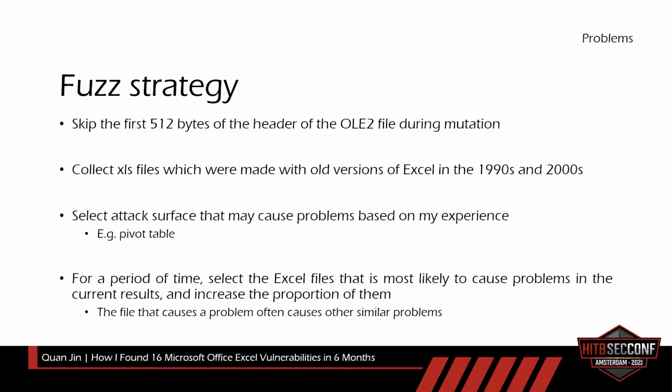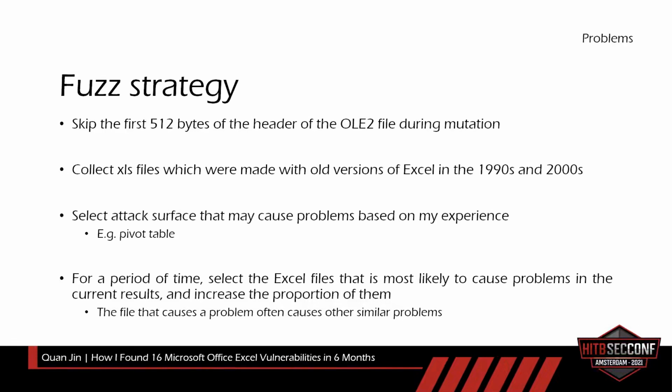Select Office attack surface that may cause problems based on my experience, for example, pivot table, and then select the relative files for fuzzing. For a period of time, select the Excel files that are most likely to cause problems in the current results and increase the proportions of them, because a file that causes a problem often causes other similar problems.